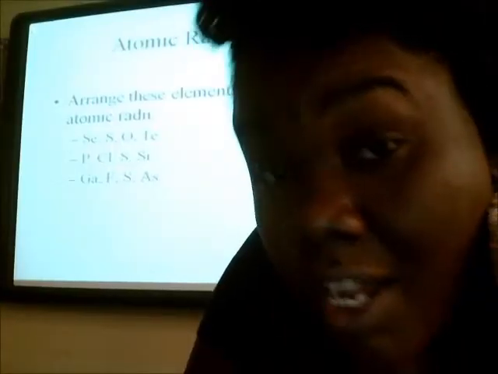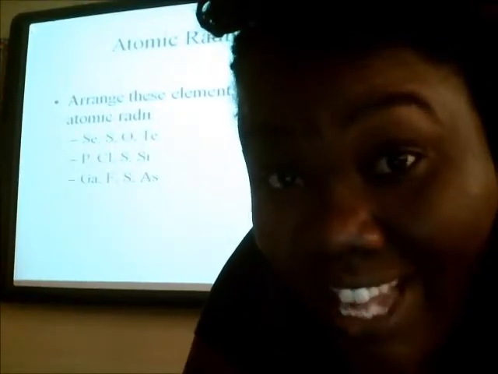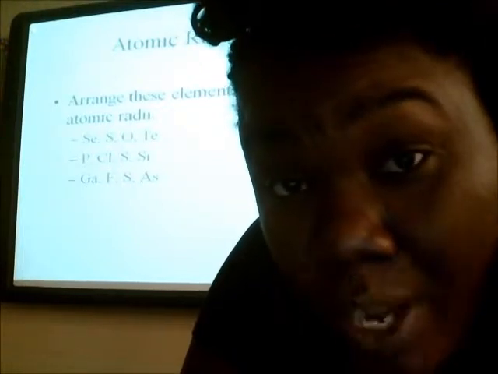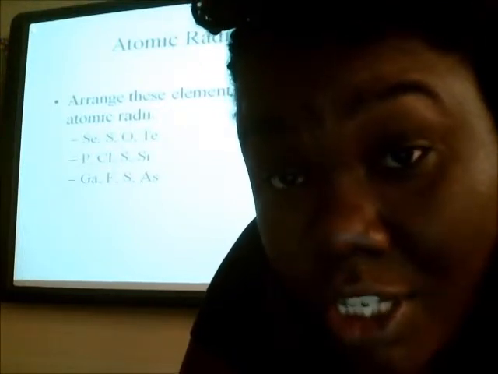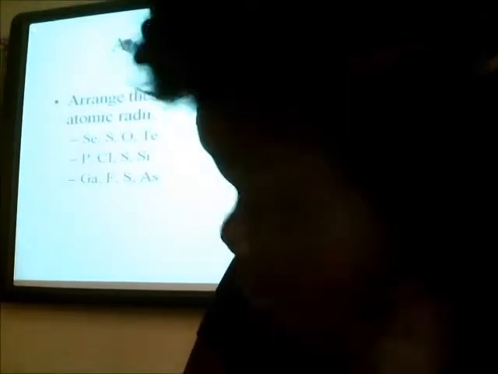All right. Here are the answers. For the first row, we went from largest to smallest. So the largest one is going to be TE, then SE, then S, and then O, going from largest to smallest. Remember, as we go from top to bottom, the one on the bottom is going to be the largest. So it should have been TE, SE, S, and O.